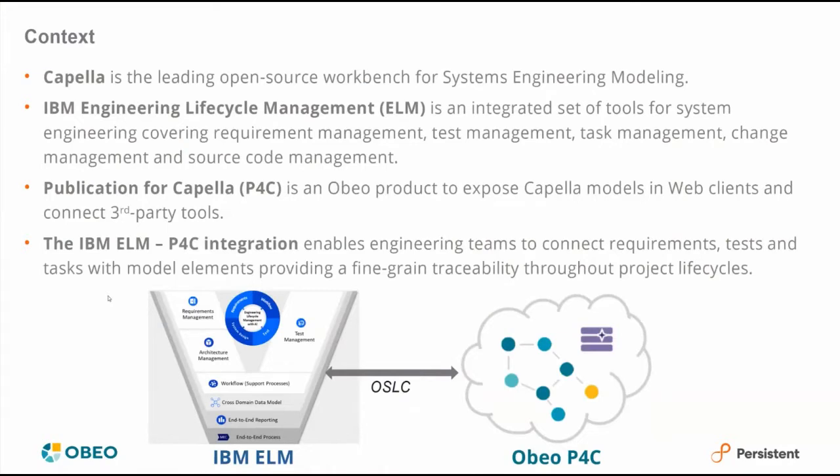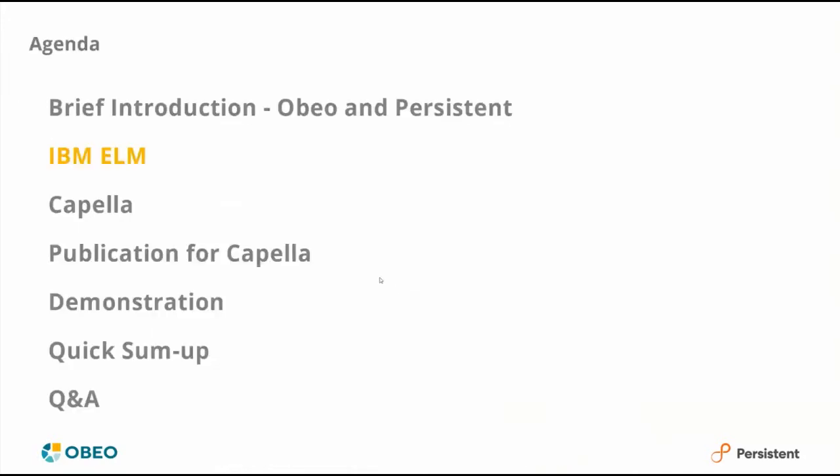Publication for Capella, also called P4C, is an Obeo product to expose Capella models in web clients and connect these models to third-party tools. We'll see in this webinar that the IBM ELM P4C integration enables engineering teams to connect requirements, tests, or tasks, or anything from the IBM ELM world to any Capella model element. That's just a quick summary of the landscape of tools involved in today's presentation. Now, Philippe will describe in more detail the IBM ELM part.